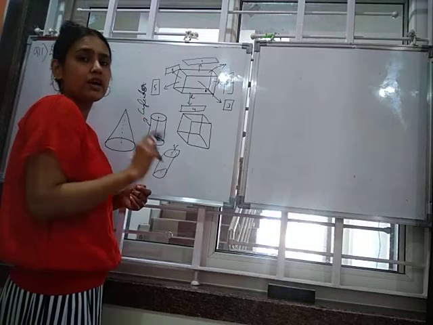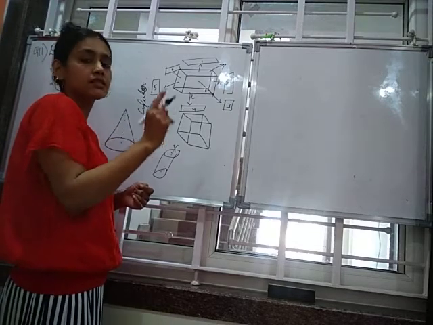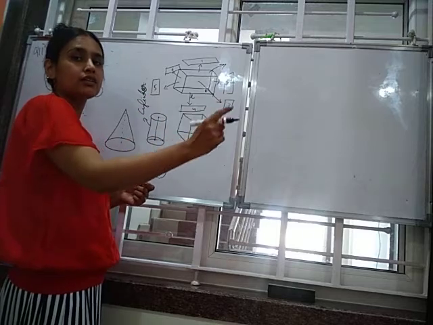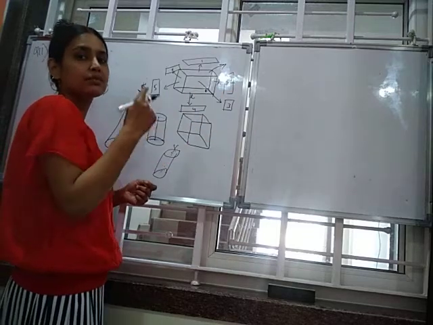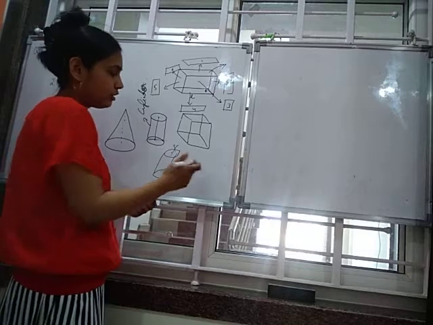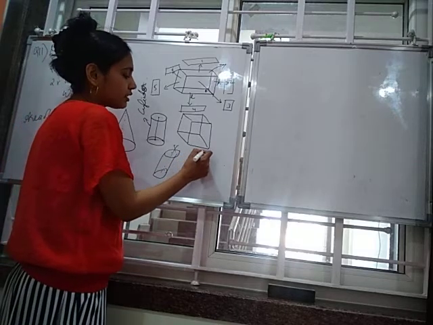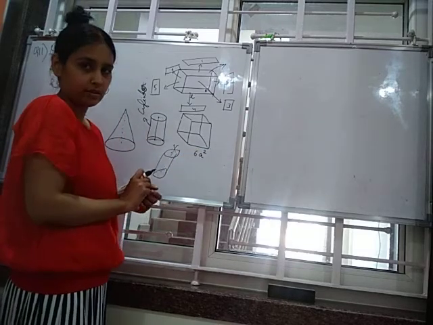Correct? So we will find out the area of the 6 faces separately, that is side into side, six times. So 6 times side into side. Correct? So the total surface area will be 6a square or 6s square.